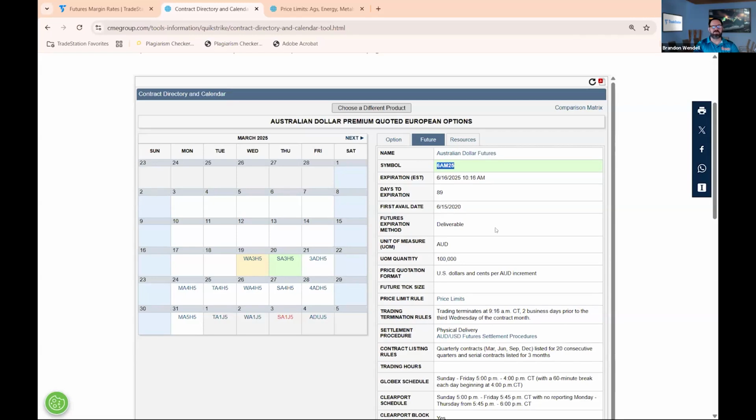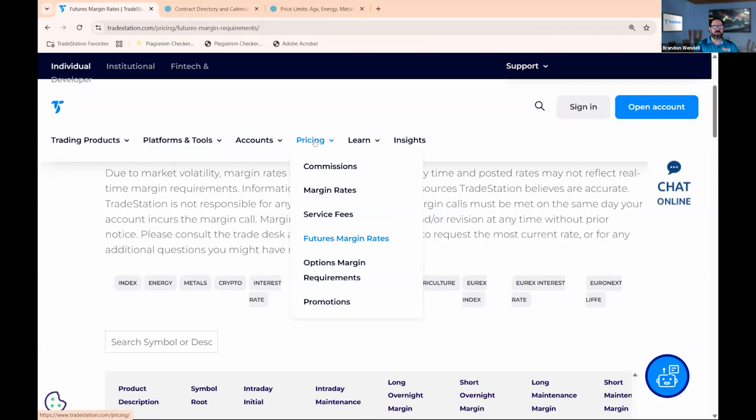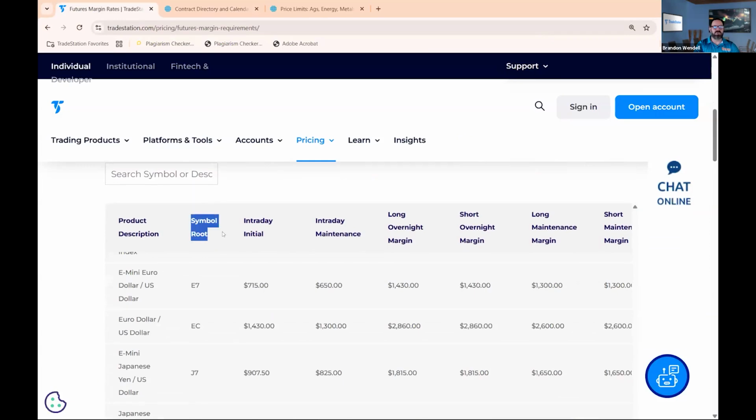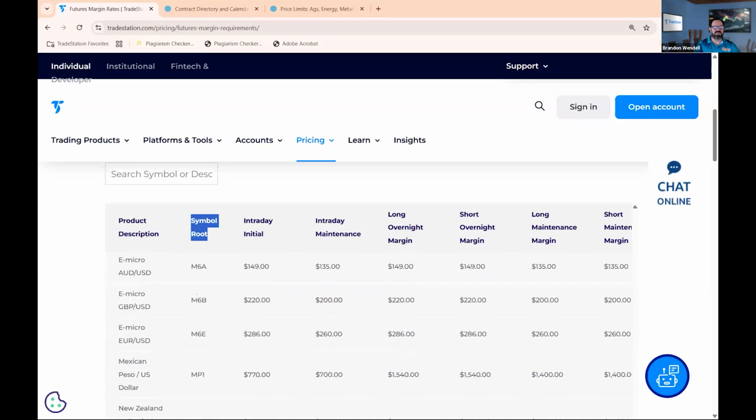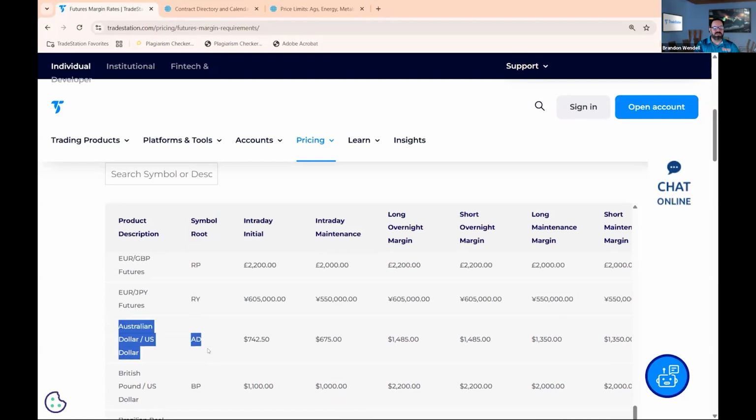Now, keep in mind the symbols, we're going to talk about this in a future video as well. The symbols might be different depending on whether you use what they call traditional pit symbols or what are called Globex symbols. TradeStation uses the traditional pit symbols. So instead of 6A, sorry, it's really minimized there. Instead of 6A, you would actually use AD. Now, how do I know which symbols to use in TradeStation? Very simple. Right under this homepage, under pricing on TradeStation, futures margin rates. And look what it shows right here, symbol root. That's how I know that Australian dollar, where was it here? I missed it. There it is. Australian dollar is AD. Pretty cool.